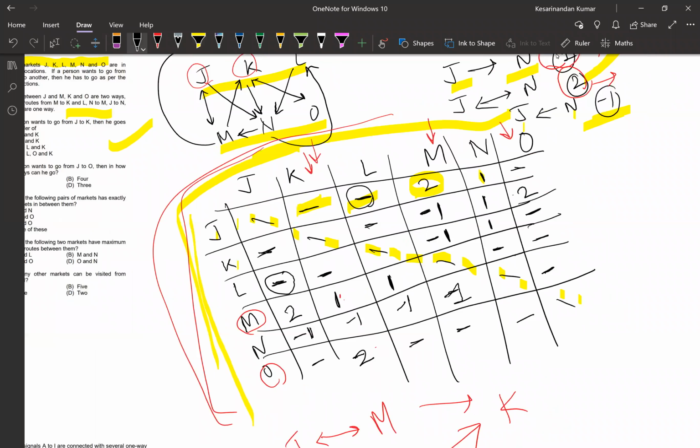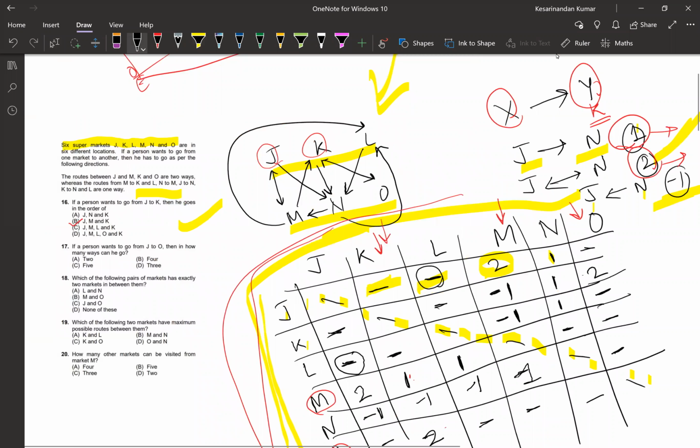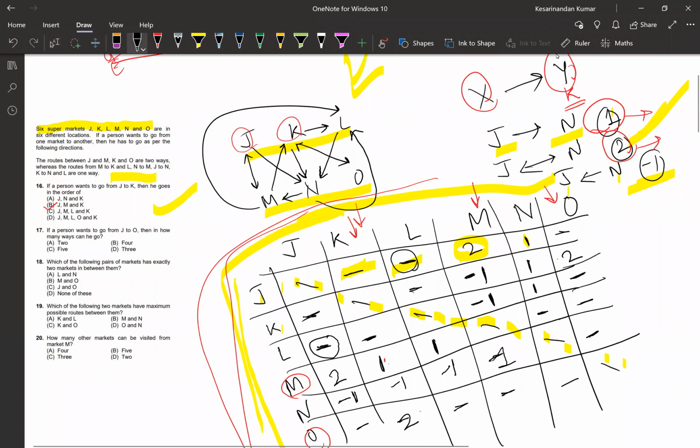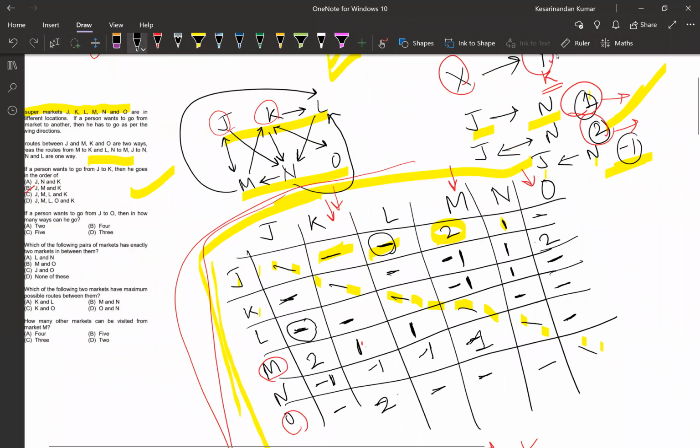This one, K to N and K to M. K to N and K to L. We have taken that. K to N and K to L. Oh, my bad. K to L and N to L is also not there. Yeah, that's why I was confused about why my answers were not coming. Okay, okay. Yeah, my bad. Misread the question.